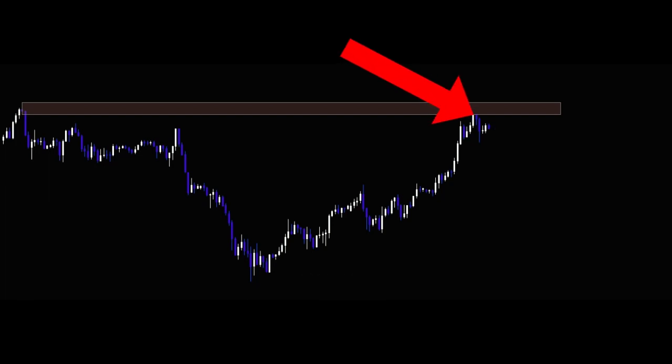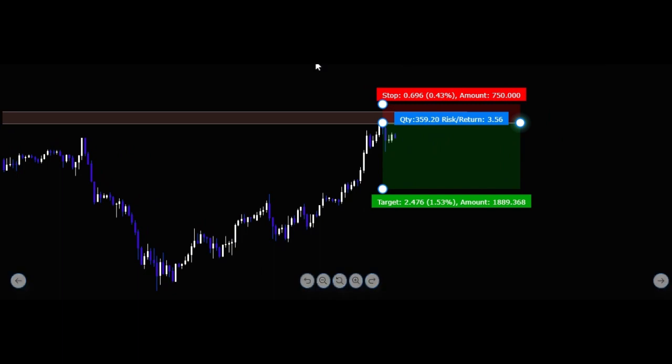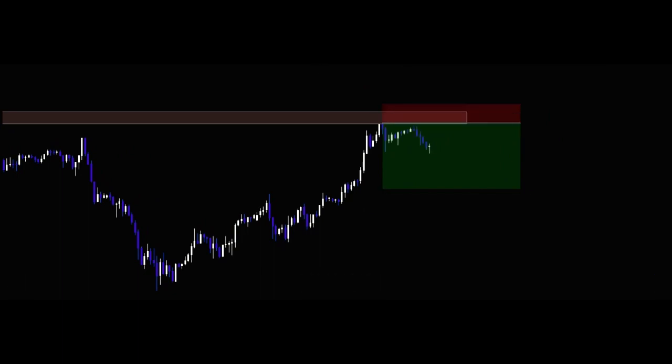Here is our entry point as the price reached the bearish order block zone. And as you can see that we ended up making a profitable trade. We would reveal more strategies about the order blocks in our upcoming videos.